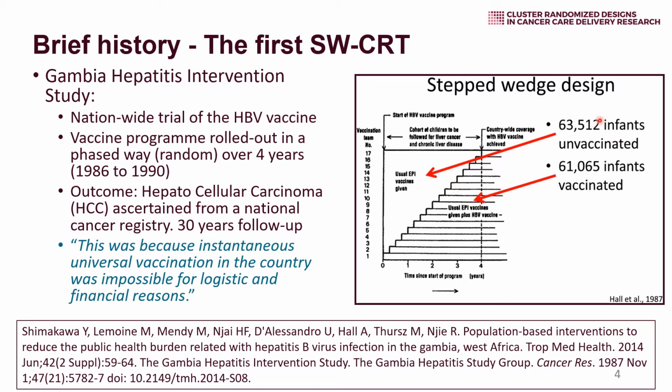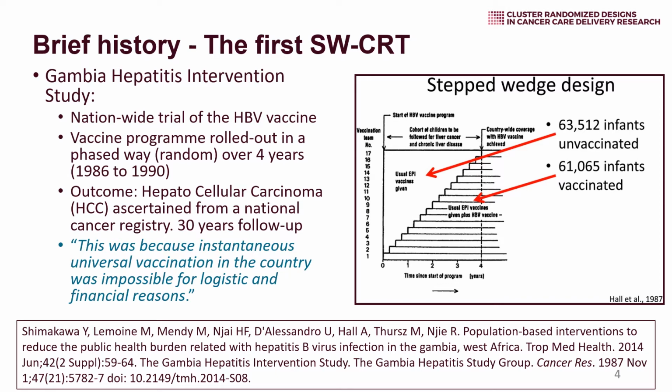So in total, around 60,000 children were born at a time at which their region had not yet transitioned to the intervention condition, and a similar number of babies were born over the period at which their region had transitioned, and so they received, or at least were offered, the vaccine. So the primary outcome is liver cancer, ascertained from a national cancer registry with 30 years follow-up.